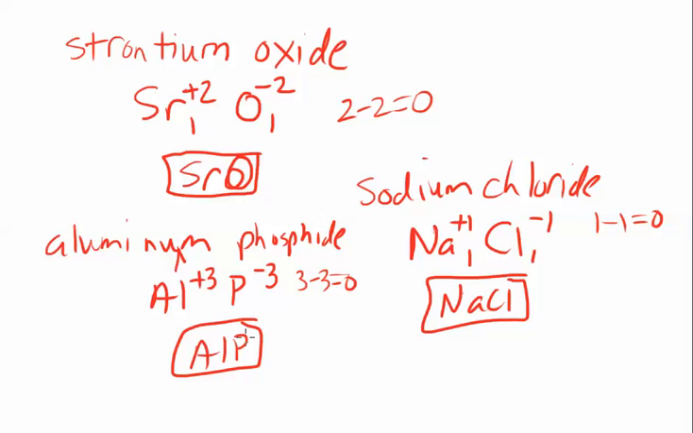Here's our formula. Basically, if you have equal but opposite charges, like +1, -1, just drop the charges and write the symbols together. If we have +2, -2, same thing. Drop the charges, write them together. +3, -3, drop the charges, write them together. So if they have opposite charges, it's pretty easy to write the formula. Or it's not as difficult. You don't have to do as much thinking.